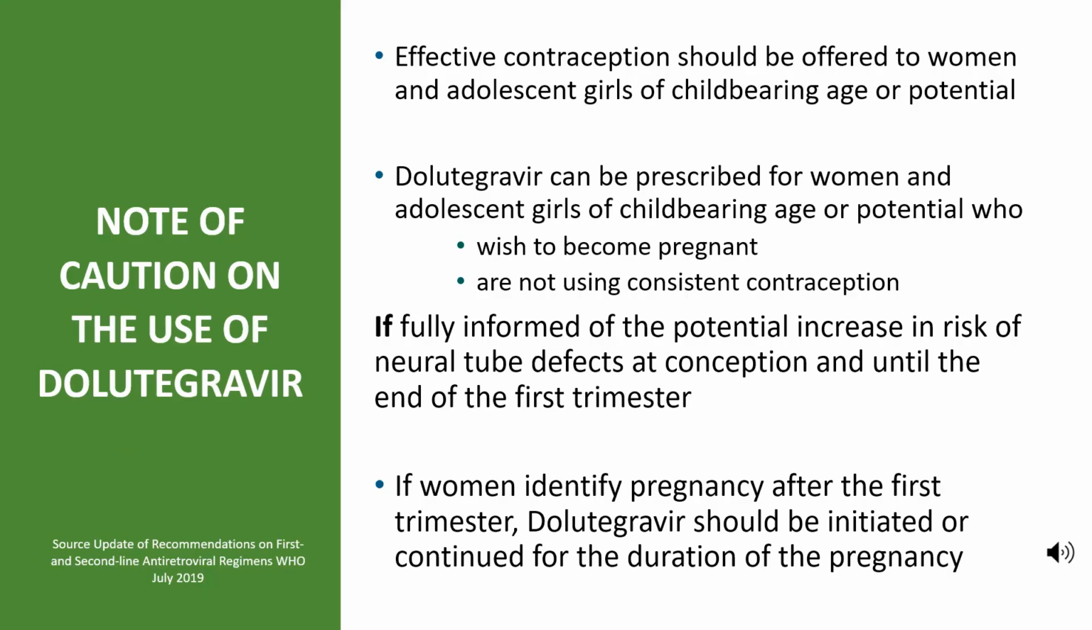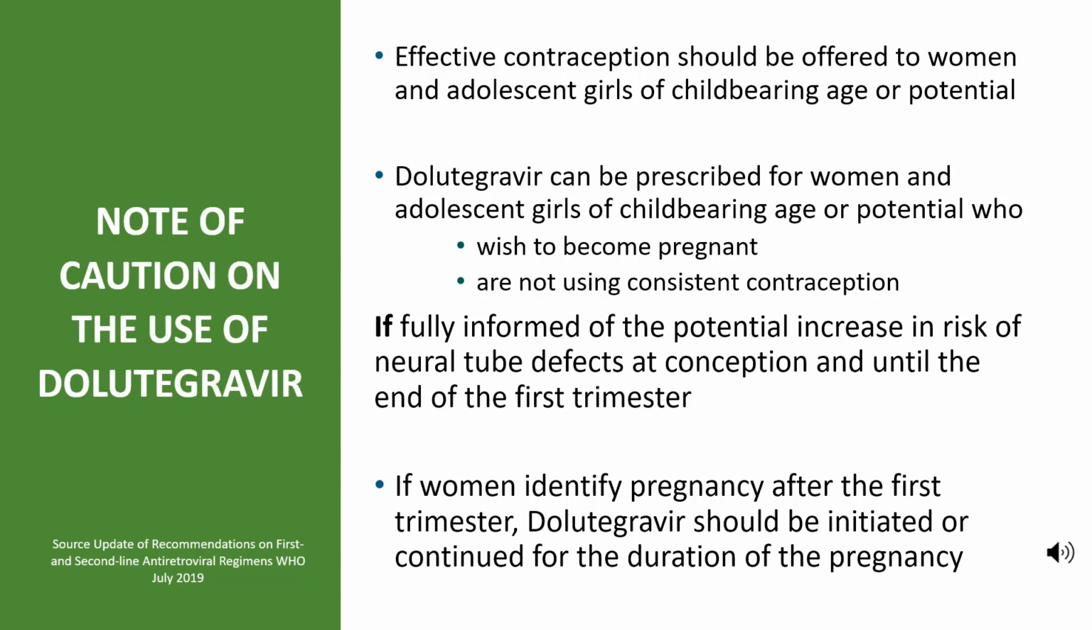Exposure to dolutegravir at the time of conception has been associated with an increased risk of infants being born with neural tube defects. Effective contraception should be offered to adult women and adolescent girls of childbearing age or potential receiving dolutegravir.